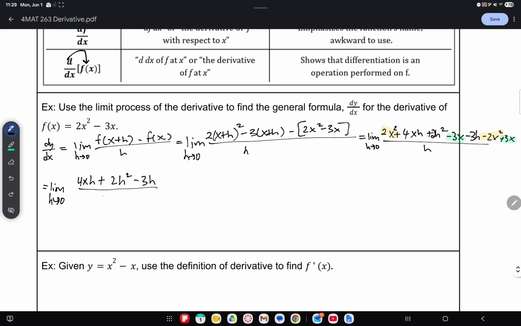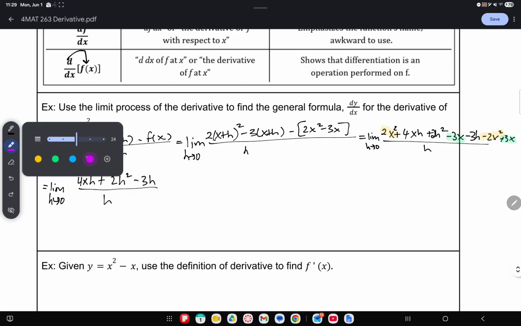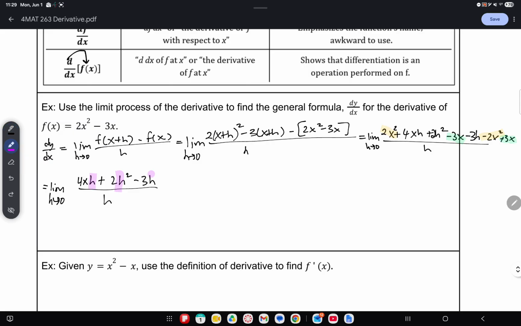Now again, we should see each of these terms has an h in it. So let's factor it out and simplify. So I'm left with 4x plus 2h minus 3. Then I can do a direct substitution of 0 in, and I'm left with 4x minus 3. So there is the derivative. dy dx is 4x minus 3.